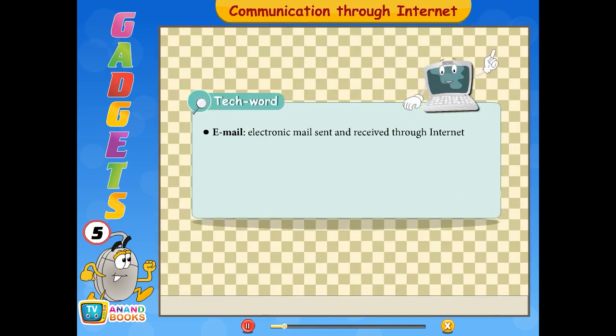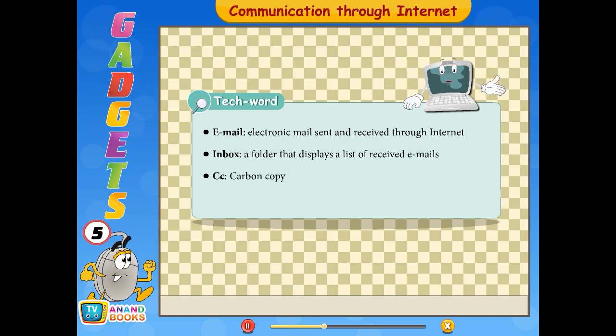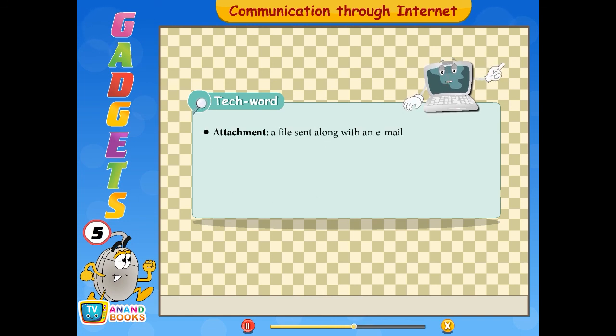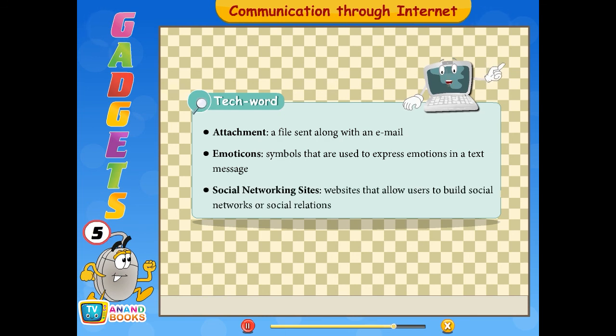TechWord. Email, electronic mail sent and received through internet. Inbox, a folder that displays a list of received emails. CC, carbon copy. BCC, blind carbon copy. Attachment, a file sent along with an email. Emoticons, symbols that are used to express emotions in a text message. Social networking sites, websites that allow users to build social networks or social relations.